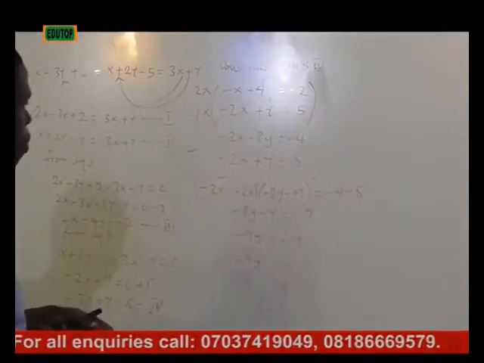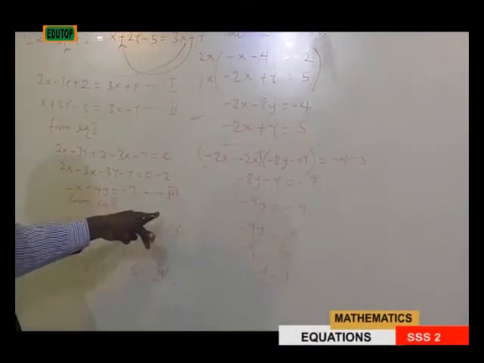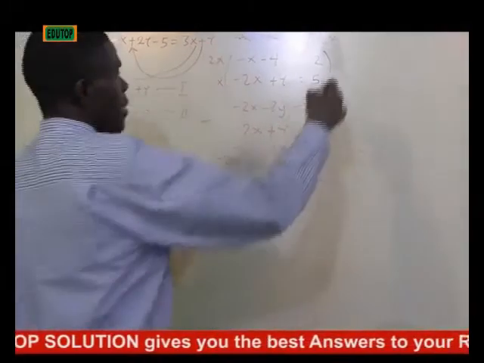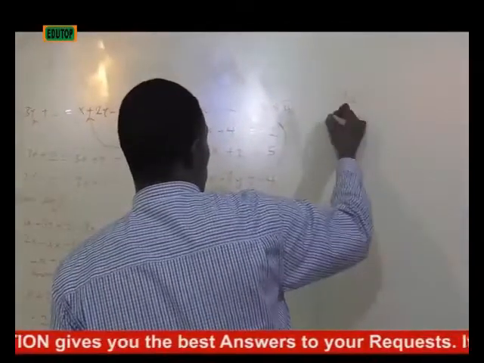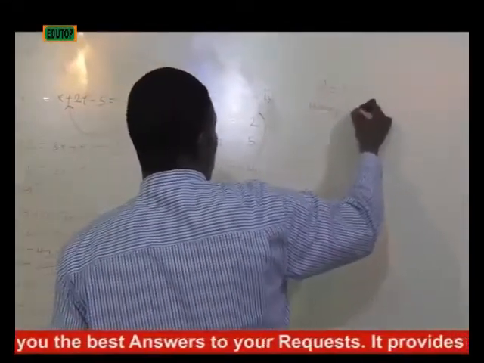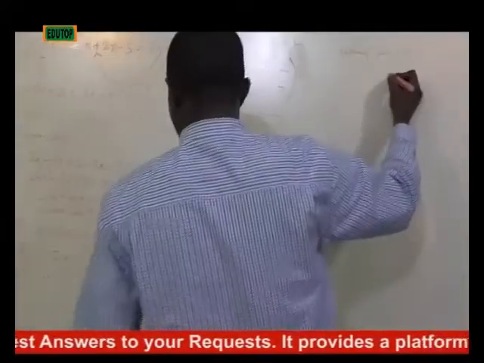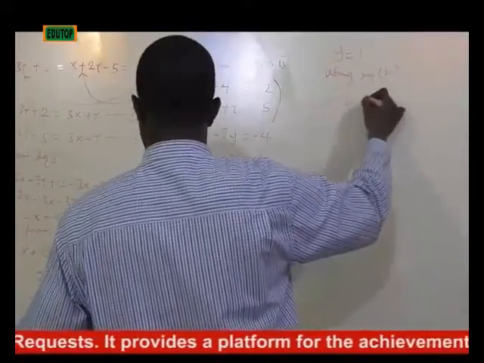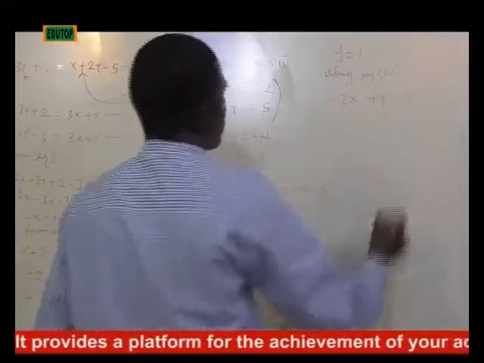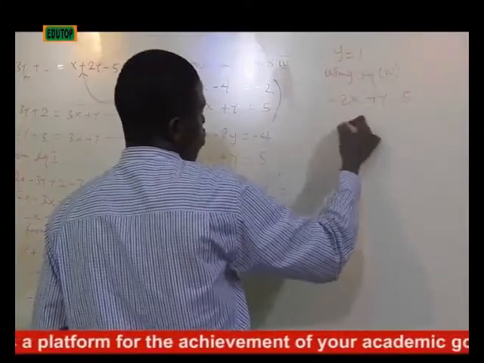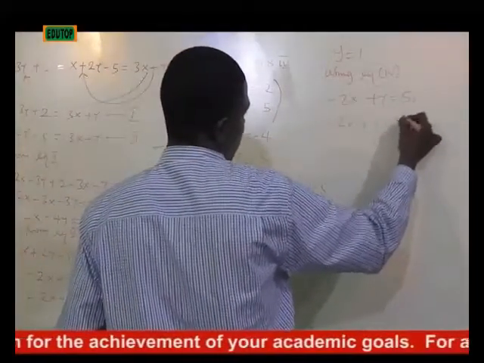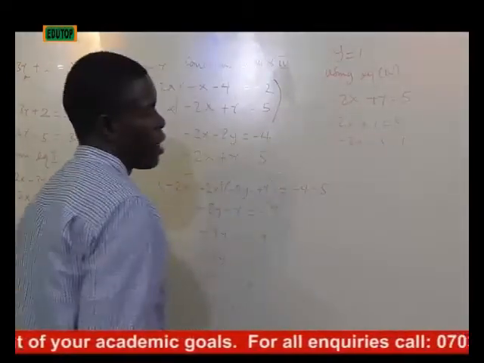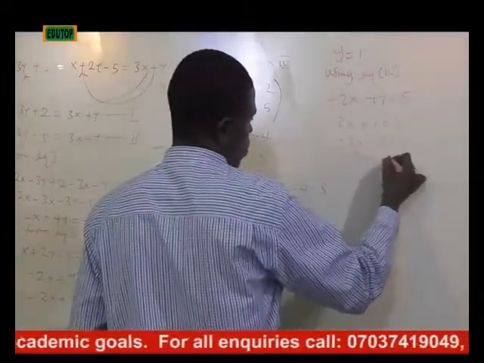Since my y equals 1, I can use equation 4 to calculate my x. Using equation 4, which is -2x + y = 5, since my y is 1, -2x + 1 = 5. Then by collecting like terms, I have -2x = 4.